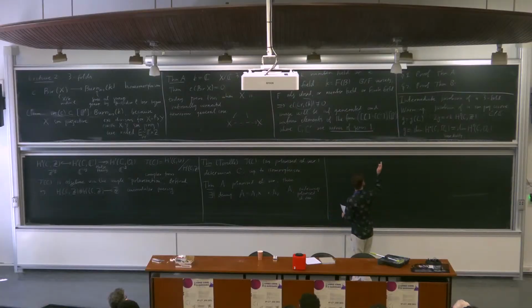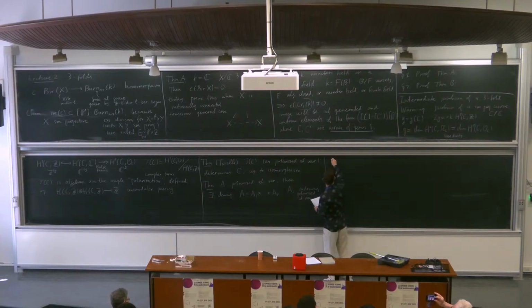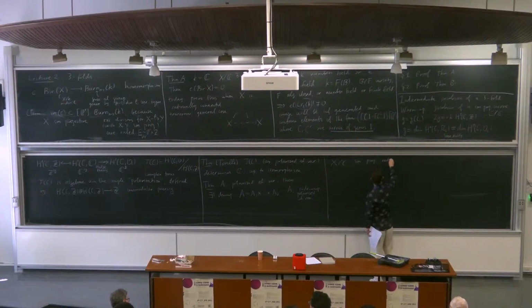So now I'll generalize this to intermediate Jacobians of threefolds. Now we look at X, a smooth projective threefold, and I'll use that it is rationally connected. I'll explain why.